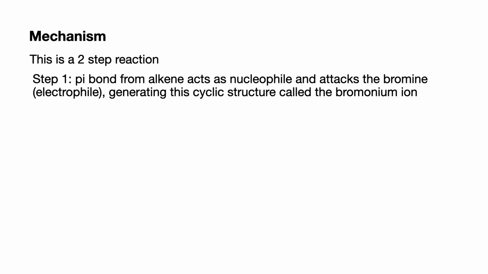So, mechanism. This is going to be a two-step reaction. So, step one, we're going to take a pi bond from the alkene. And this is going to act as a nucleophile. Remember, there's a lot of electron density there. And it's going to attack the bromine, which is going to be our electrophile. And it's going to generate this cyclic intermediate structure called the bromonium ion.